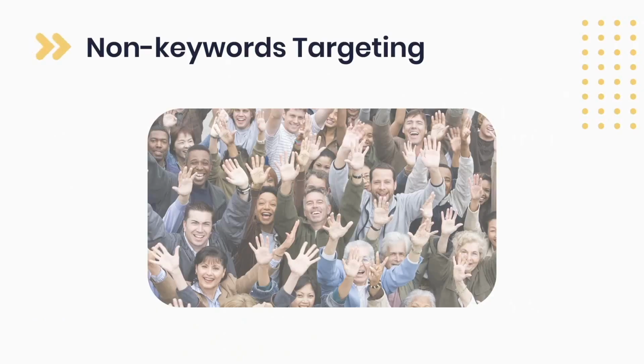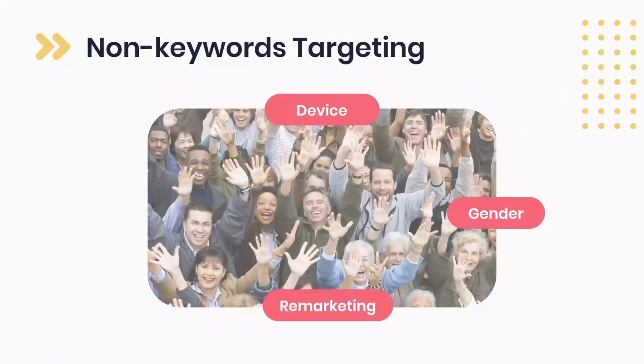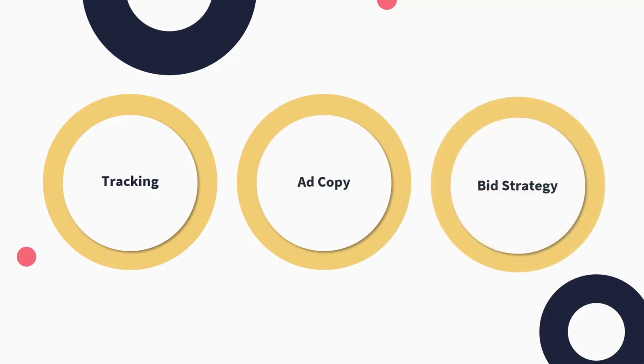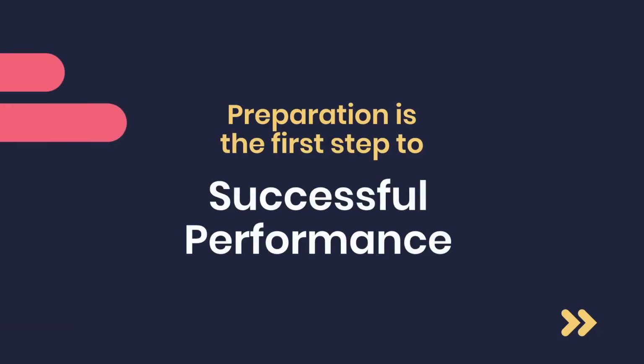Then apart from the keyword targeting, you need to know your other targeting, such as your device, the gender, whether you're going to be using remarketing lists and what those are. And then if you have any specific locations, of course, you need those locations. Then you may or may not be responsible for ensuring that your tracking is set up and working correctly. You need to also prep your ad copy, and we'll do more on that later. And then determine your bid strategy as well as your attribution model. But preparation is the first step to successful performance.